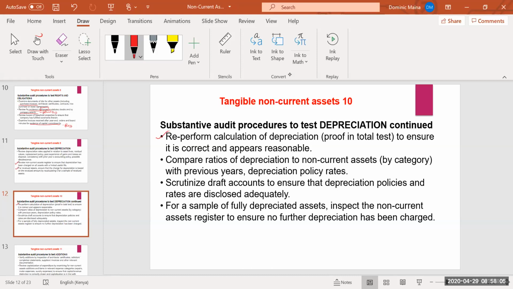Another way is to carry out a substantive analytical procedure. This is the use of comparison. Anywhere you're comparing, this is called a substantive analytical procedure. You can compare ratios of the depreciation charge to the non-current asset by category with the previous year. Compare the ratio of the charge to that particular asset value, or the NBV. We can do that comparison. Let me just have my board here and show you.